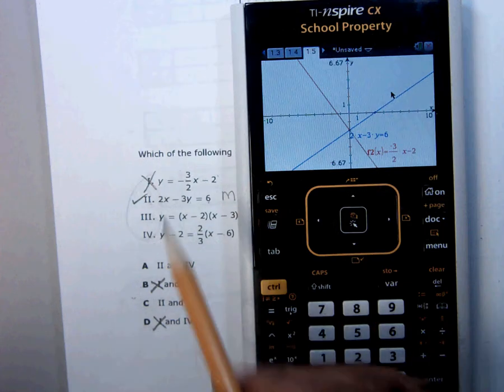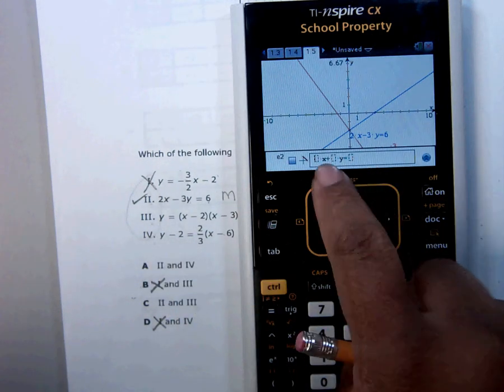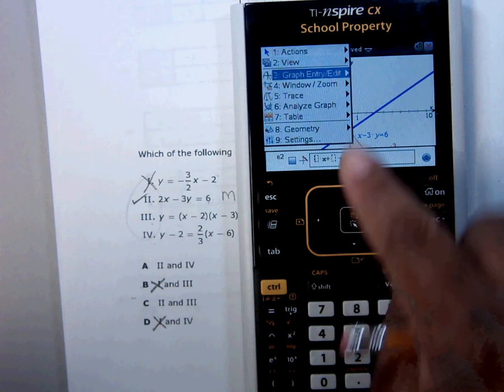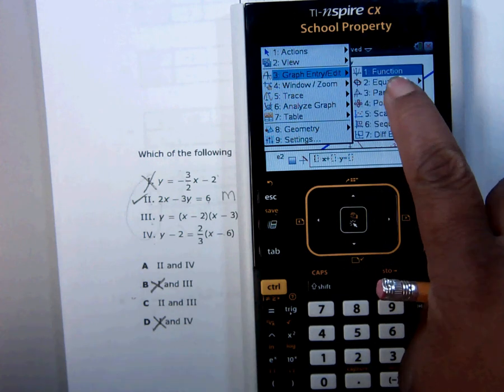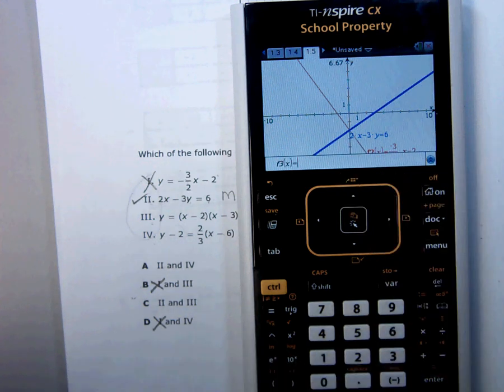I need to put in 3. So I press tab, and I notice I'm still in this standard mode. So how do I get out of that? Menu, change the way I enter the graph, and let's go to function so I can have f of x again. And that's what I need.